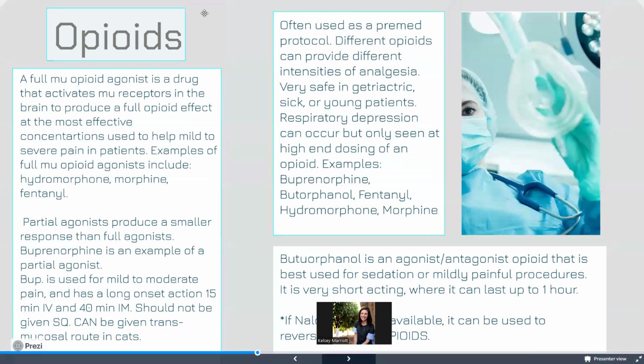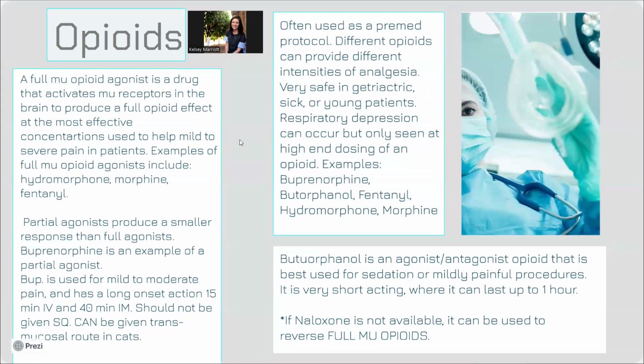Now we have our opioids. So here in veterinary medicine, we do use opioids just like with people. And so these are controlled substances. Depending on what your clinic is comfortable having, or if they have a veterinarian that has their DEA license, will determine if you have these on board.